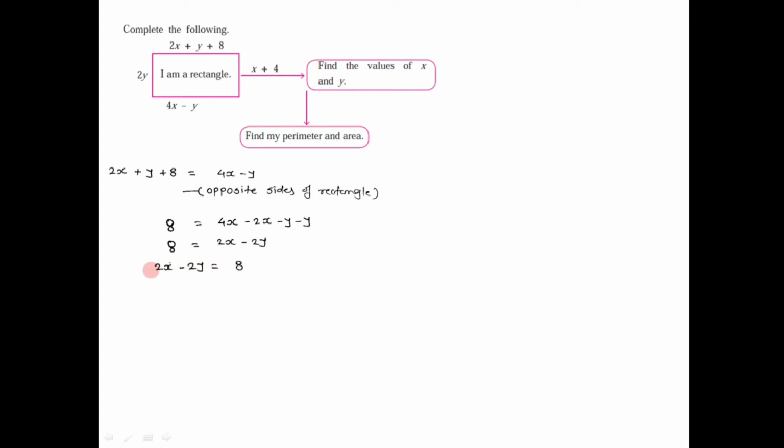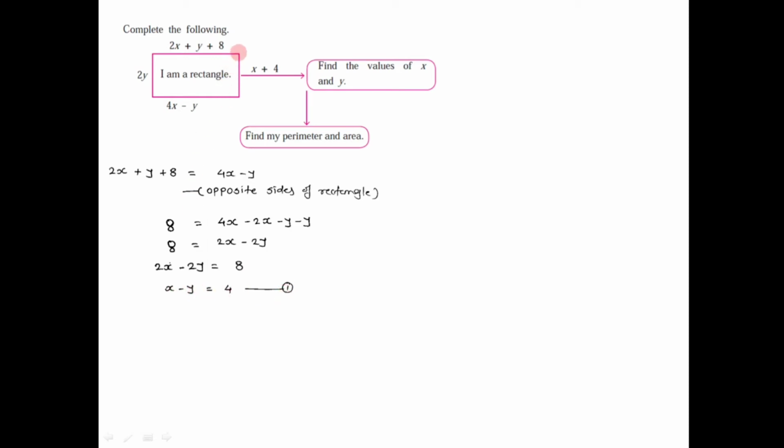Now as we can see, we can divide this equation by 2. If we divide it by 2, we get 2x divided by 2, that's x, minus 2y divided by 2, that's y, equal to 8 divided by 2, that's 4. So x minus y is equal to 4. This is equation number 1.